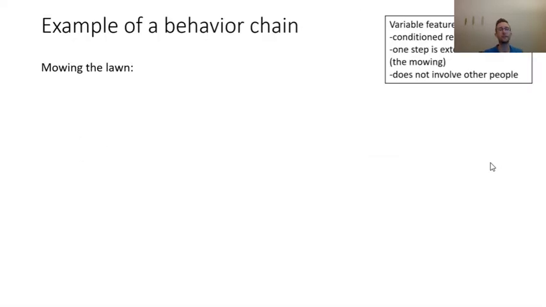So let's look at another example of a behavior chain. This one doesn't involve other people. Let's look at those variable features as I give you some examples here. So variable features are conditioned reinforcement. One step is extended over time, and this behavior chain doesn't involve other people.